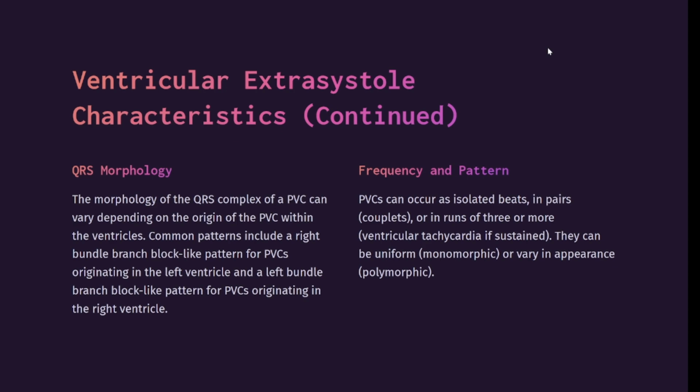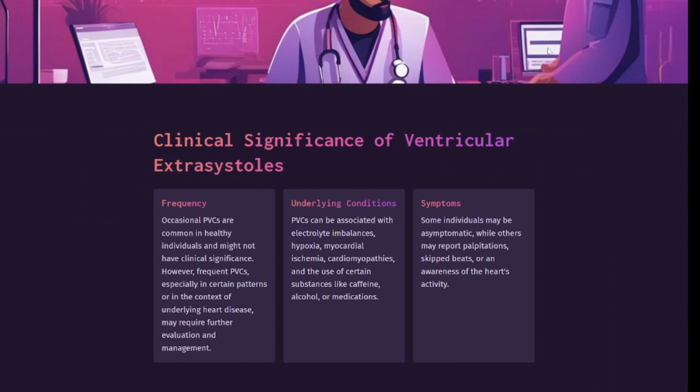6. Frequency and pattern. PVCs can occur as isolated beats, in pairs, couplets, or in runs of 3 or more, ventricular tachycardia if sustained. They can be uniform, monomorphic, or vary in appearance, polymorphic.